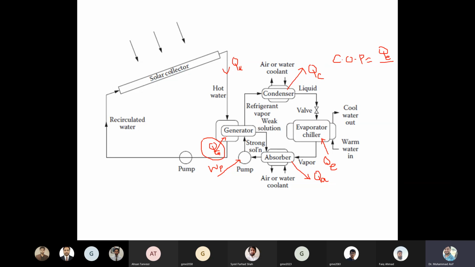And Q input to the generator. So we can have the overall energy balance as well, and energy and mass balance for each of the components as well, right? In order to calculate the performance of this vapor absorption system.